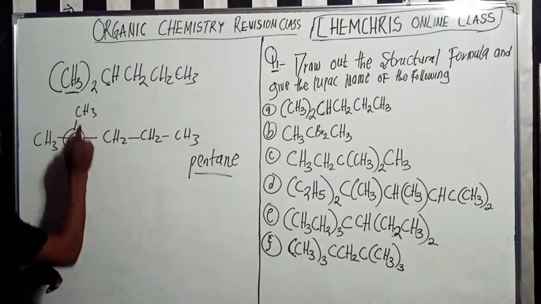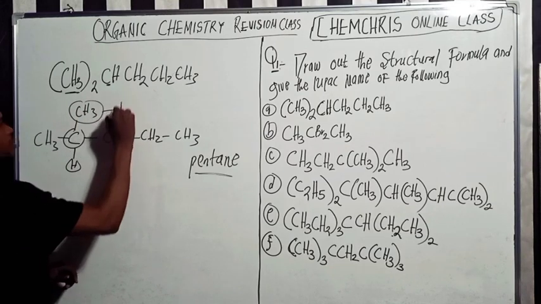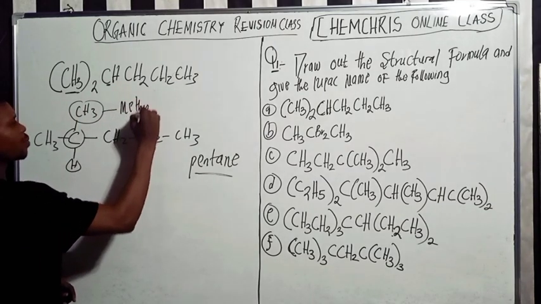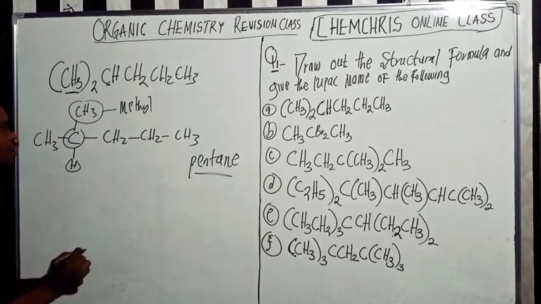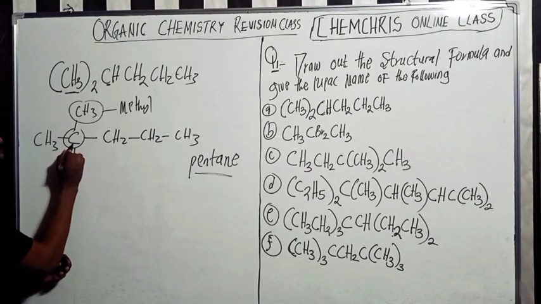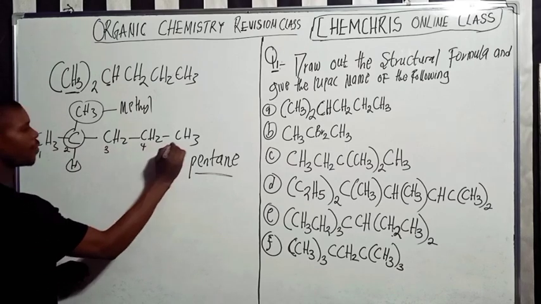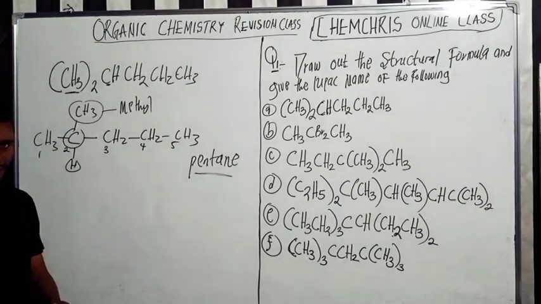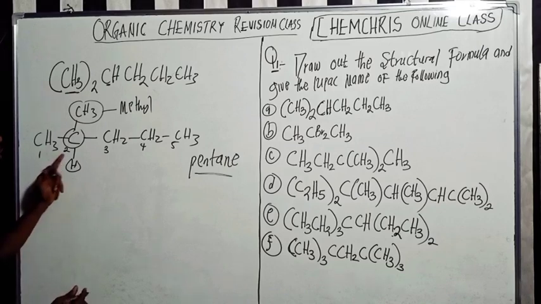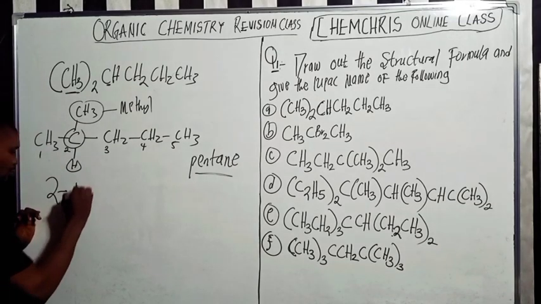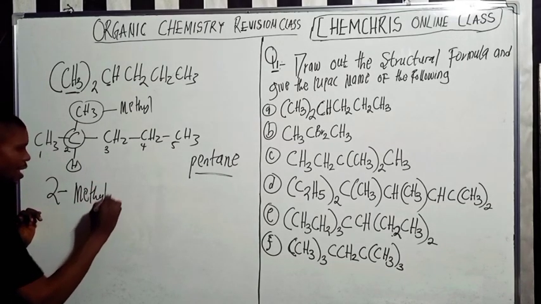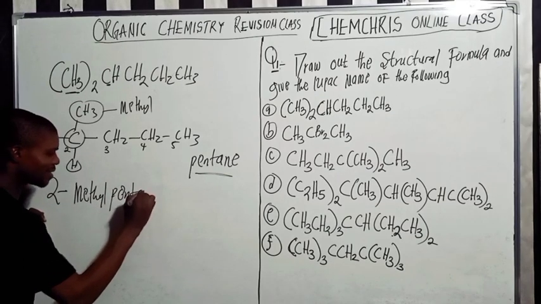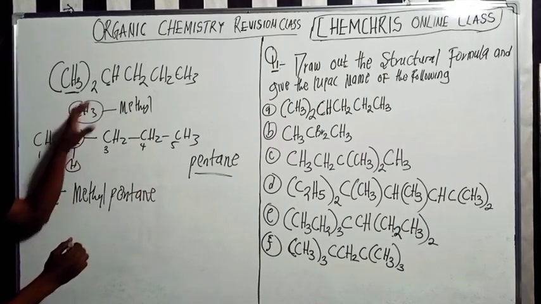Then here we have this methyl group. Do you understand? This methyl group is coming at position 2. 1, 2, 3, 4, and 5. Do you understand? So that is going to be 2-methylpentane. That is the name of this structure.